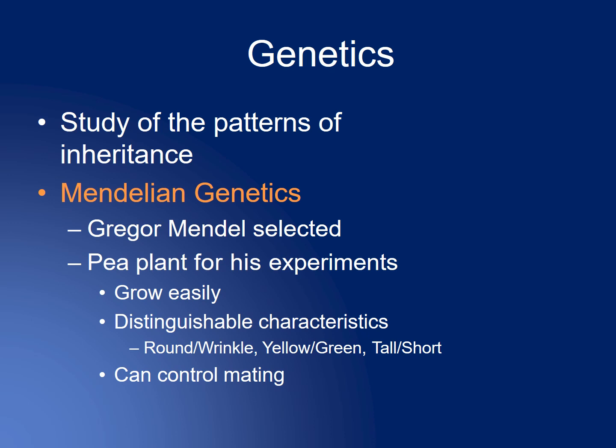Study of the pattern of inheritance. Gregor Mendel selected pea plant for his experiments because of certain reasons. Pea plants grow very easily. They possess distinguishable characteristics like the seed shape is either round or wrinkled, the color of the seed is either yellow or green, and the height of plant is tall or short. It is also easy to control their mating.